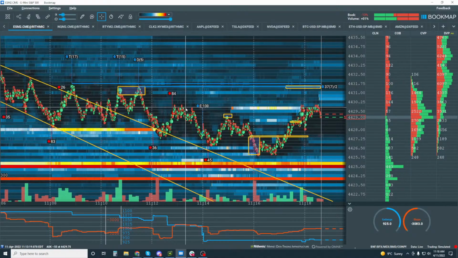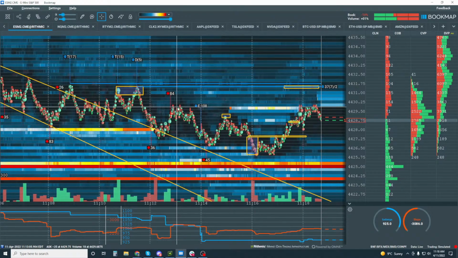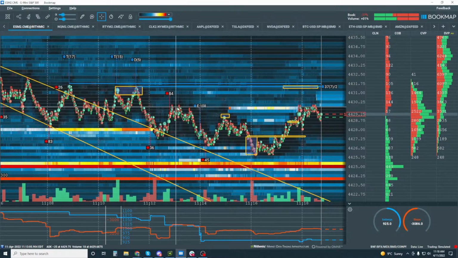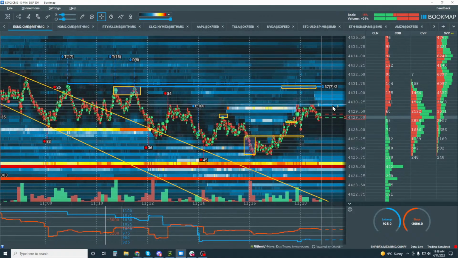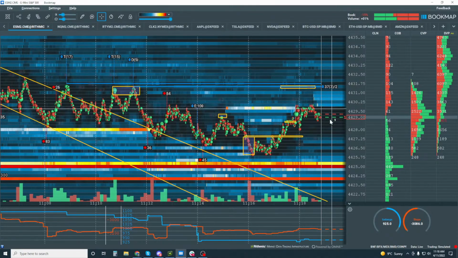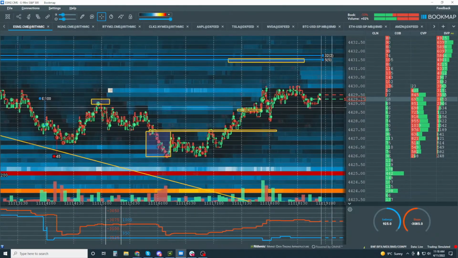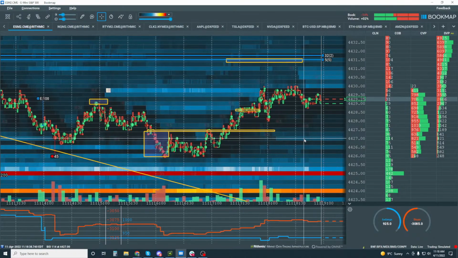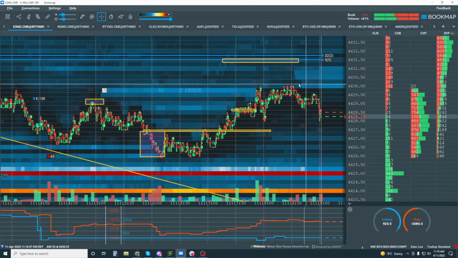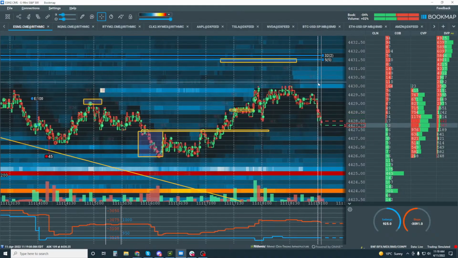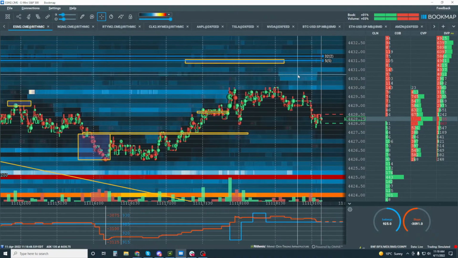Okay, now did we break structure? Yeah, we broke this small one here. We're testing the top of this one here. Okay, we're also seeing a lot of supply come in here. And what's the reaction to it? Well, buyers aren't interested in it. See how this kind of changed that whole scenario in here? Or we at least got some insight from it.